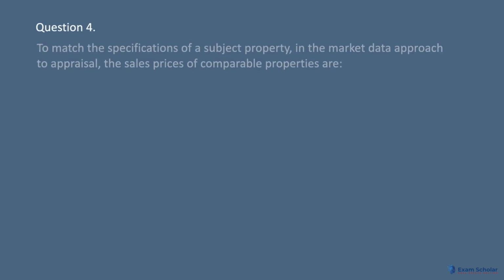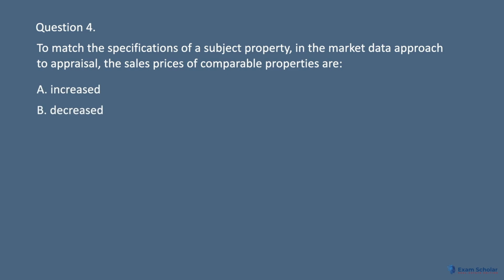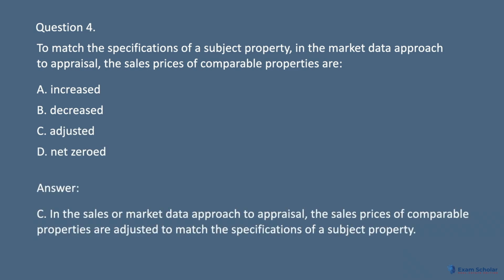Question 4. To match the specifications of a subject property, in the market data approach to appraisal, the sales prices of comparable properties are A. Increased. B. Decreased. C. Adjusted. D. Net zeroed. Answer C. In the sales or market data approach to appraisal, the sales prices of comparable properties are adjusted to match the specifications of a subject property.